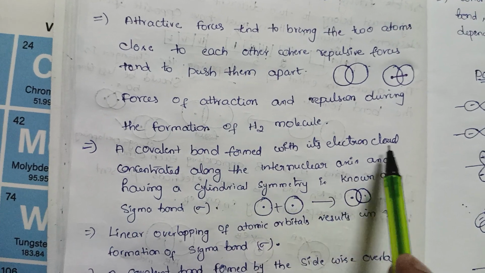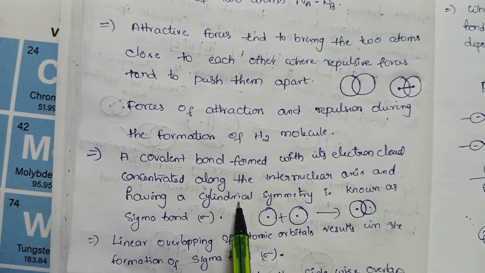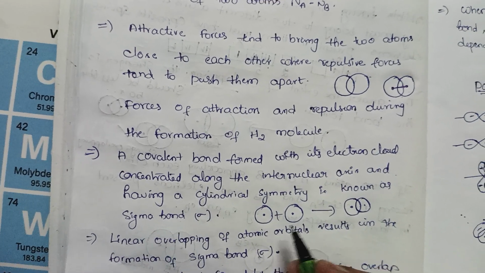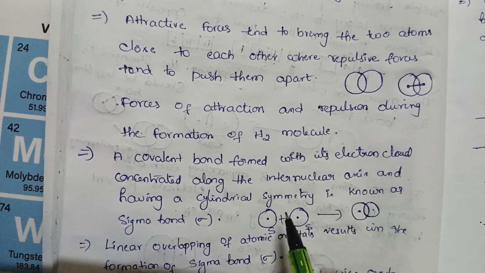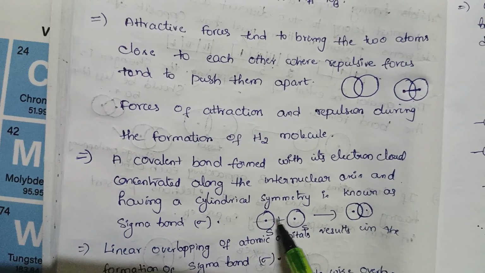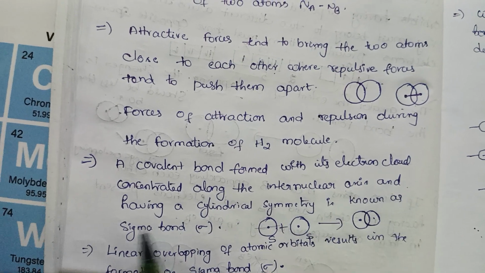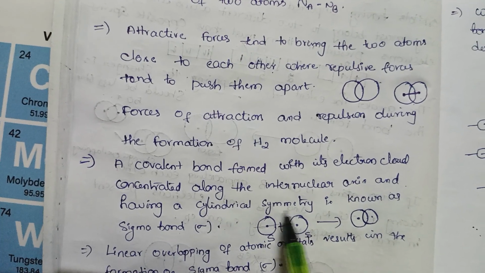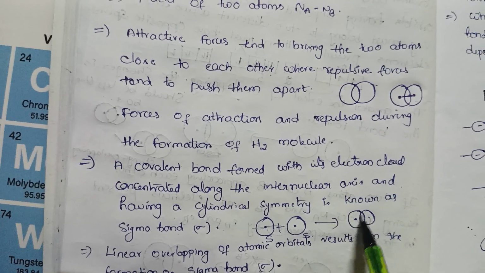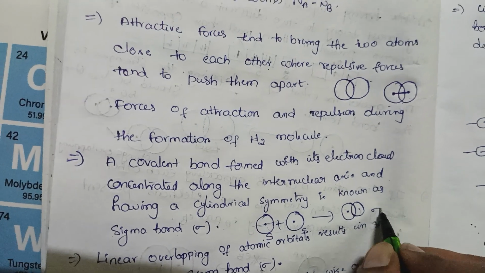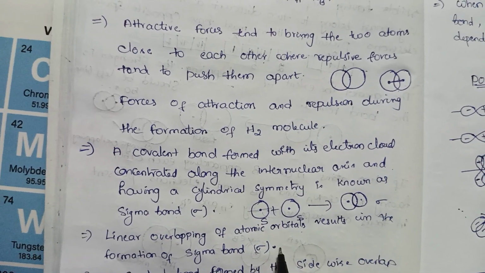A covalent bond formed with its electron cloud concentrated along the internuclear axis and having cylindrical symmetry is known as a sigma bond. This is an s orbital, this is an s orbital. It is non-directional, and it forms along the internuclear axis with cylindrical symmetry. Whenever two s orbitals combine or overlap, they form a sigma bond. Linear overlapping of atomic orbitals results in the formation of a sigma bond.